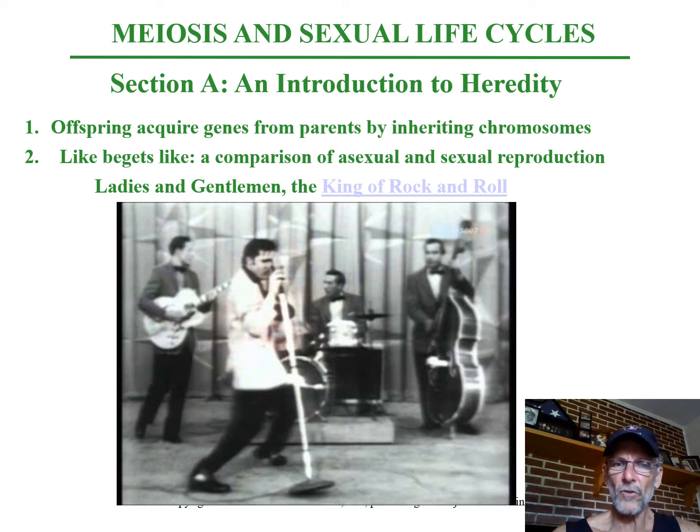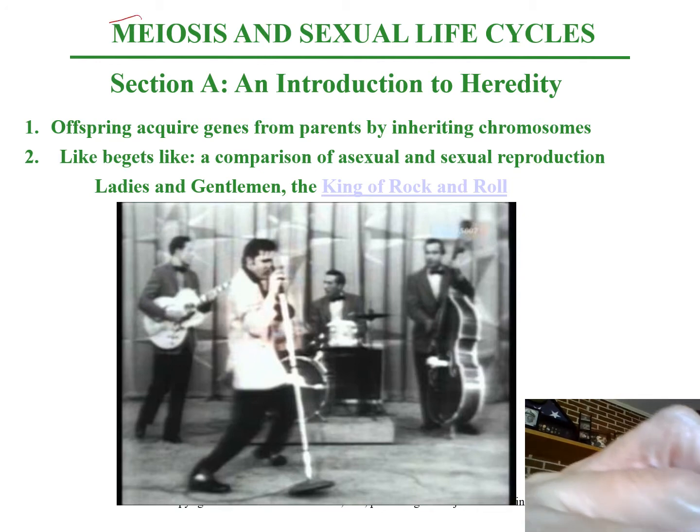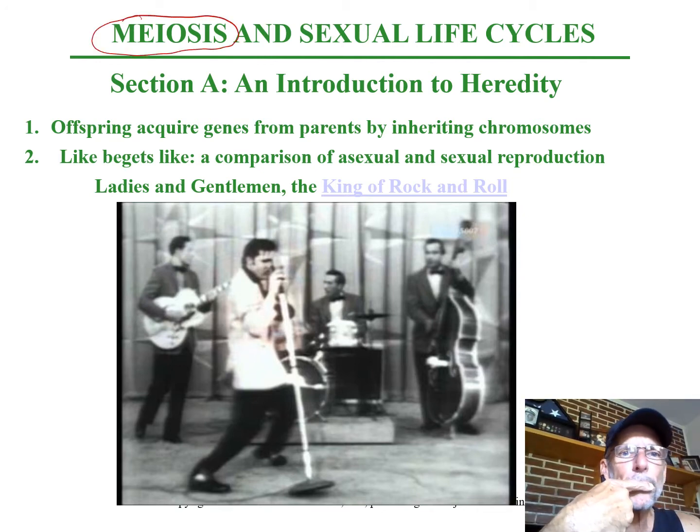Now we get to the king of rock and roll in class. And you can Google this. You'll be privileged to see in 1956 this copy of the king of rock and roll singing one of his first big hits called Hound Dog. I've always liked to use Elvis to start our examples of meiosis here.